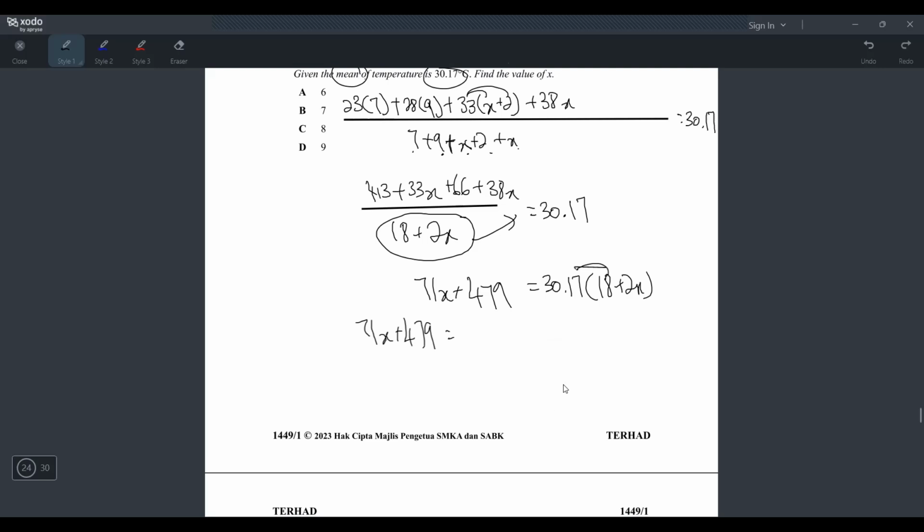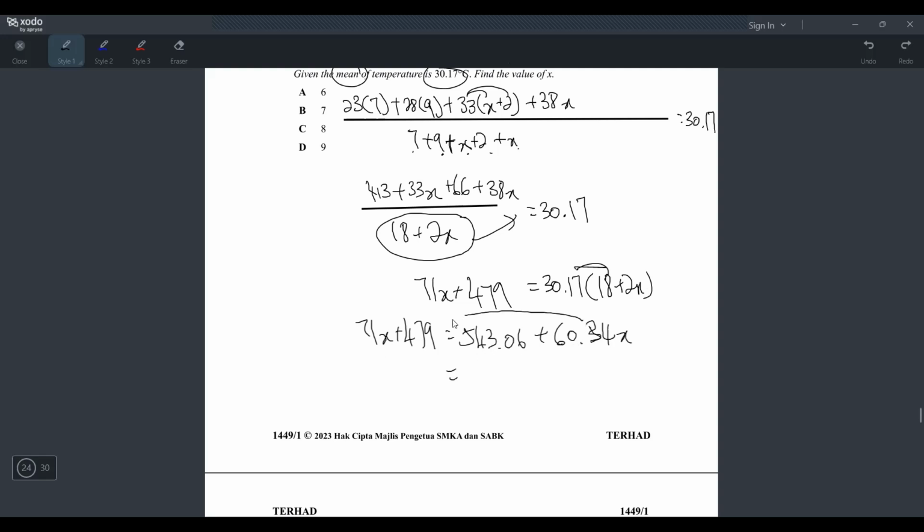So I get 543.06. And then plus with 30.17 times 2. 60.34x. But I'm trying to find x, right? So how to find x? Same thing. x with x only can do together. And then number with number only can do together.